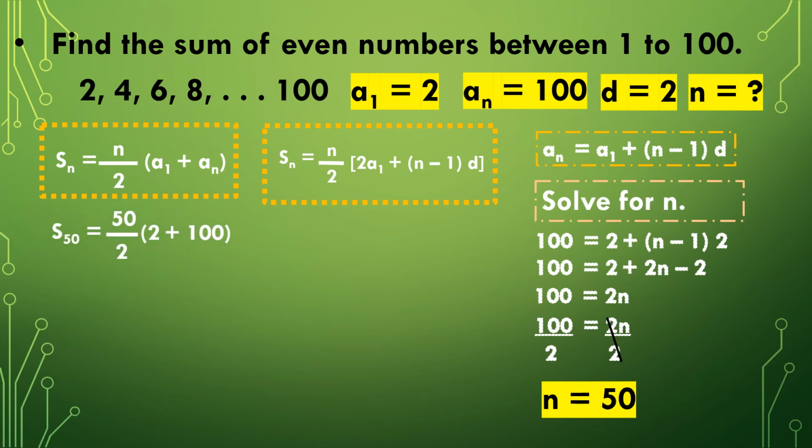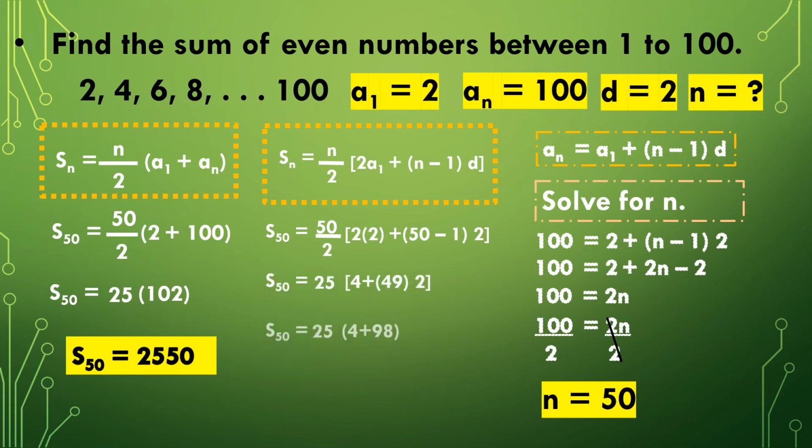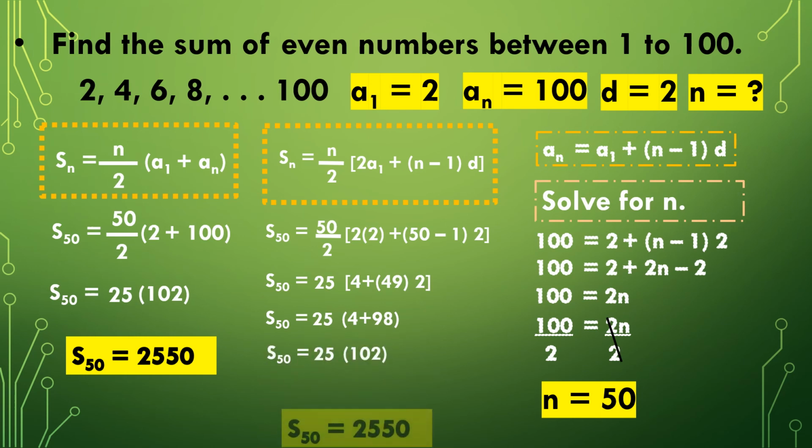For the first equation, all you have to do is to substitute the given variables, and s sub 50 is equal to 2550. If we are going to use the second equation, we do the same procedure. Substitute the value of the variables and solve for s sub 50. And you will still arrive at the same answer, which is 2550. Therefore, the sum of even numbers between 1 to 100 is 2550.